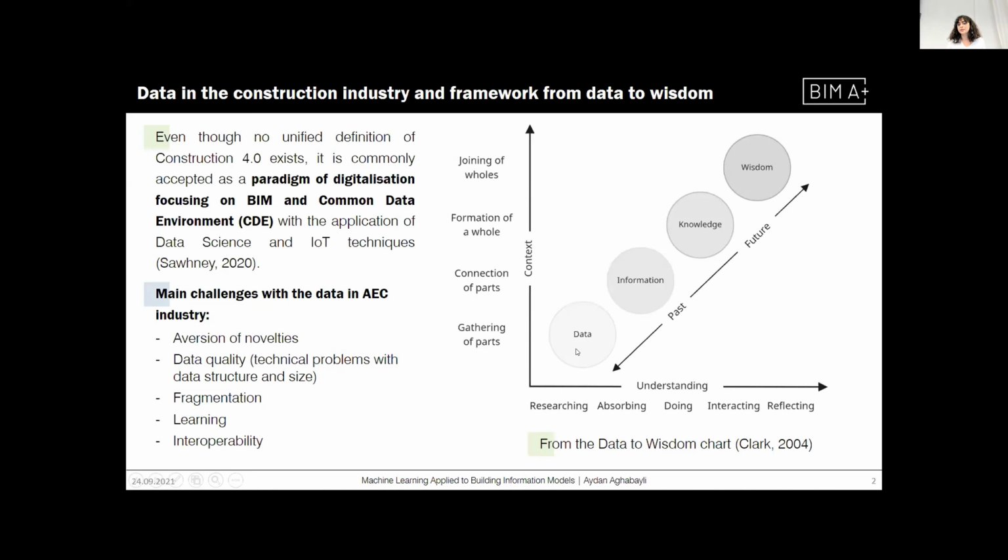So data in this chart is represented as doing research and gathering parts together. Then it goes to the information, where these parts are connected, and from researching we are going to observing and doing. And now the main concept is to go from the information through the learning to the knowledge, which is the formation of whole and interaction with the information obtained. And for the future, the concept is to obtain wisdom by joining all these wholes and reflecting from this knowledge.